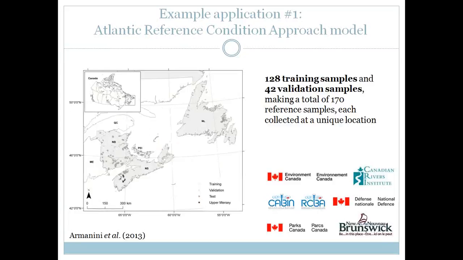And so I've been involved in the Atlantic reference condition model, and this is where we took a whole series of samples across New Brunswick and Nova Scotia, PEI, and Newfoundland. And we had 128 what we call training samples, which is what we used to build our model. We had 42 validation samples. So we use those to validate that the model is correct and also assess any errors associated with the model. So we had 170 reference sites, and each of these had been collected at a unique location.